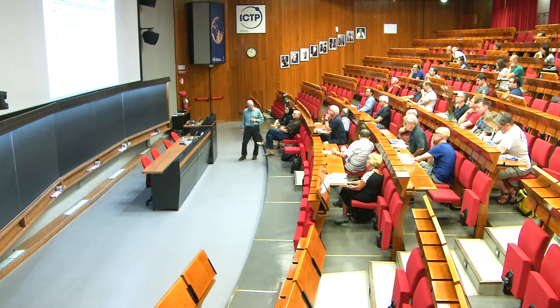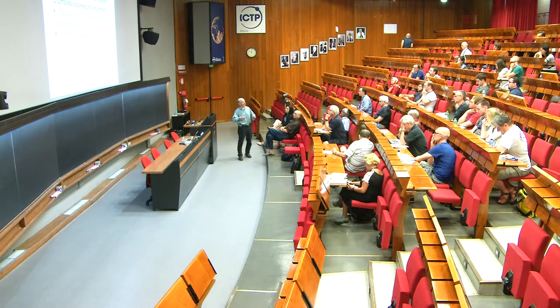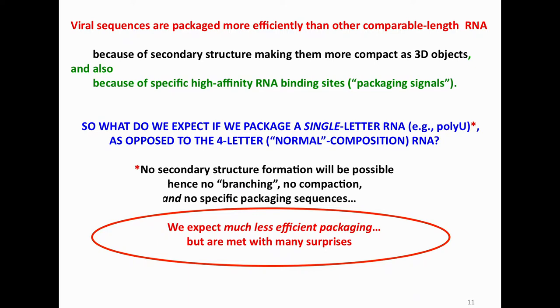And you go through the same two-step packaging protocol. Perhaps I didn't mention before, you add RNAs to get rid of any unpackaged RNA, and then you analyze your assembly products and see what fraction of the virus-like particles have one RNA and what fraction have the other. Through a lot of work of that kind, we learned that indeed viral sequences are packaged more efficiently than equal-length non-viral sequences. And we interpret that, understand that, in terms of the viral sequences giving a more compact structure, which can be more easily accommodated by the protein that prefers a certain curvature and T equals 3 structure.